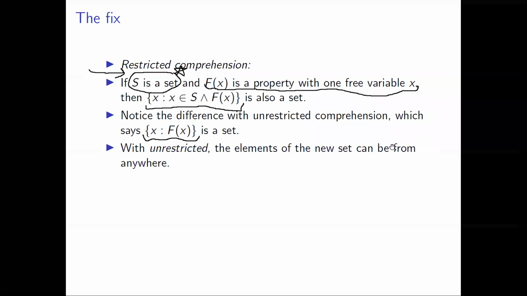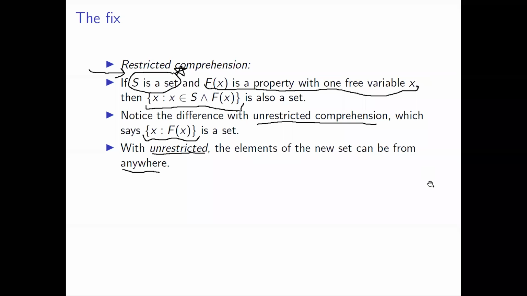Now we can see an obvious difference there. With the unrestricted one, the elements of the set that we are forming, and when I call it a set, obviously it's not always a set, but in the old axioms of set theory, they called it a set, and that's what led to the contradiction. So the elements of that new set can be from anywhere. Notice the only requirement here is that those elements x have to satisfy the property f. The requirements don't mention anything about where the elements x come from. So with unrestricted comprehension, there's no restriction on where the elements come from.